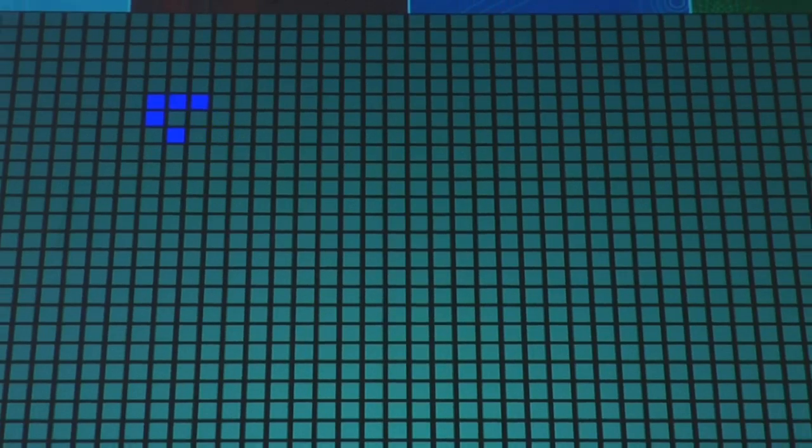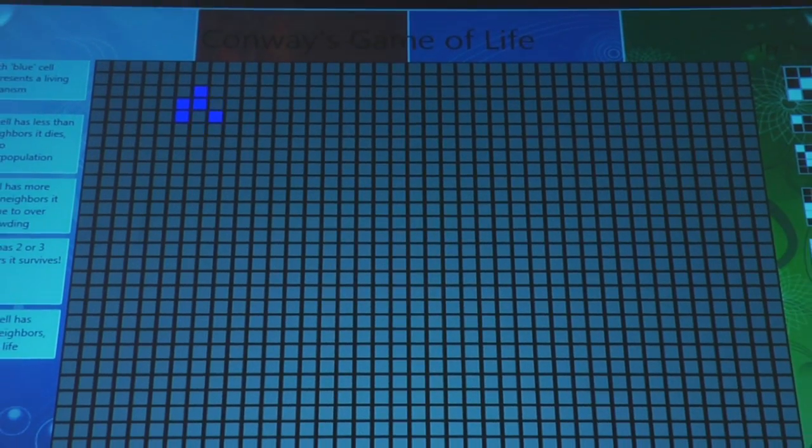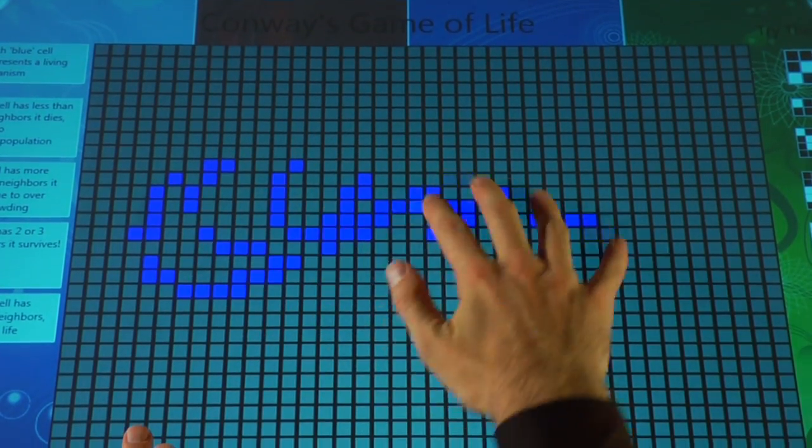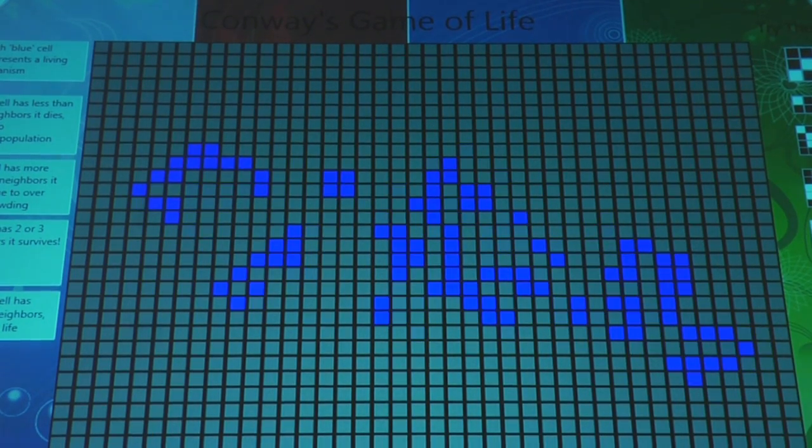Now let's see some interesting things that can happen with just these four rules. This shape is called a glider. Now let's just throw some random stuff on here and see what happens.